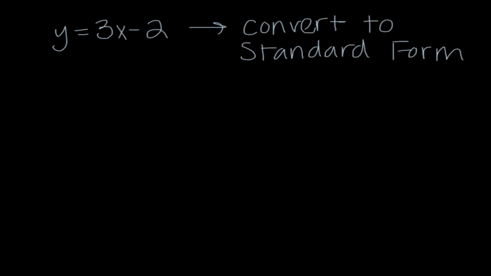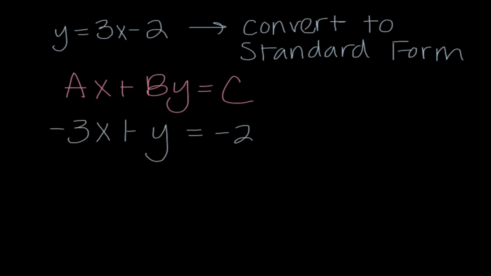Okay, so we know standard form is ax plus by equals c, so I need to somehow get this x onto the other side, so I would do that by subtracting 3x. So negative 3x plus y equals negative 2 would be one option. If I multiplied that whole thing by a negative 1, I would get 3x minus y equals 2. And once again, those would both be correct answers. So hopefully that explains how to convert into standard form. From here on out, I'm not going to go through that at all. I think we can understand how to do that.